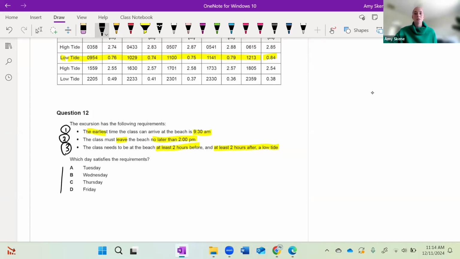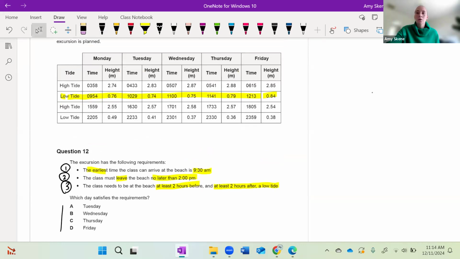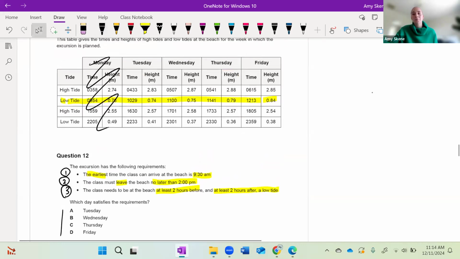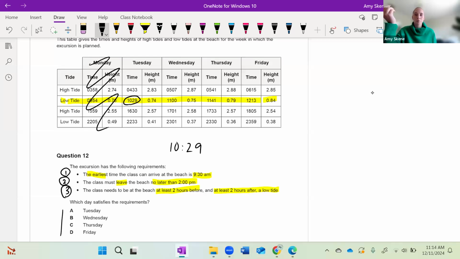I have Tuesday, Wednesday, Thursday, Friday. So no one waste your time on Monday. Let's check about Tuesday. Tuesday, the time of the low tide is 10:30, 10:29. 2 hours before that, 9:29, 8:29. That is too early. The class can't arrive until 9:30. So it can't be Tuesday.